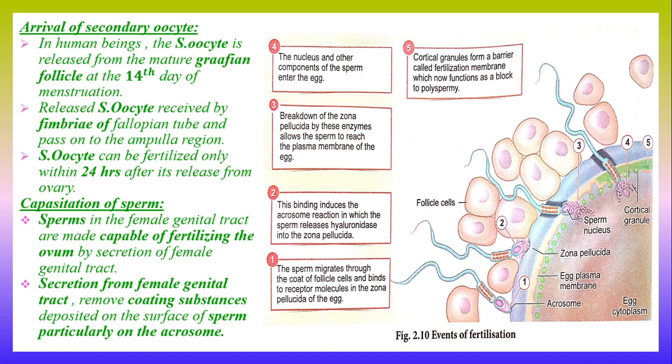So that for the entry of the sperm into the ovum, the surrounding follicular cells should be dissolved. For that, the enzyme, that means the sperm lysin, should be released from the acrosome. Before that, the outer coating of the acrosome should be removed. That removal of the outer coating of the acrosome is done by the secretion from the female genital tract, which is called the capacitation of the sperm.